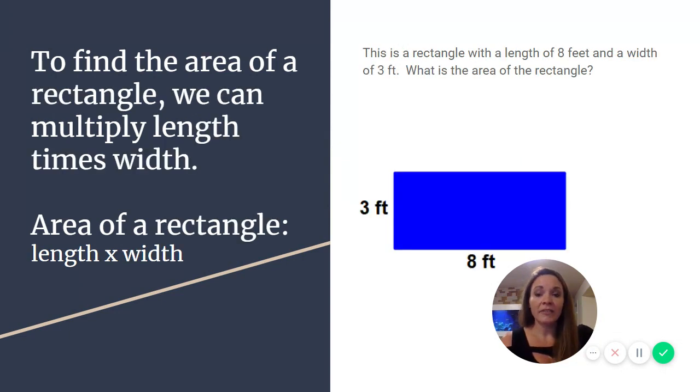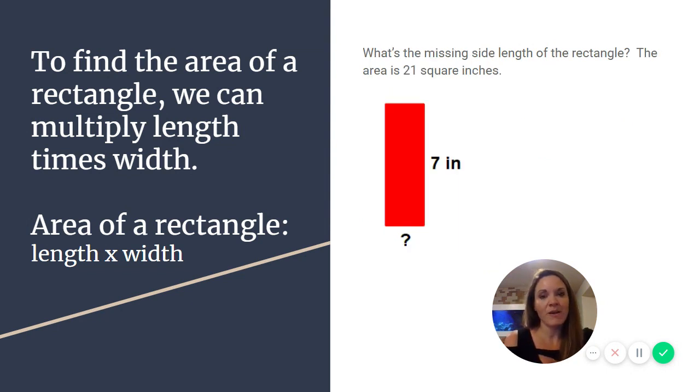To find the area of a rectangle, we can multiply the length times the width. This is a rectangle with a length of 8 feet and a width of 3 feet. What is the area of the rectangle? I know that 3 times 8 is 24, so the area is 24 square feet. It would take 24 square foot long tiles to fit inside the space.